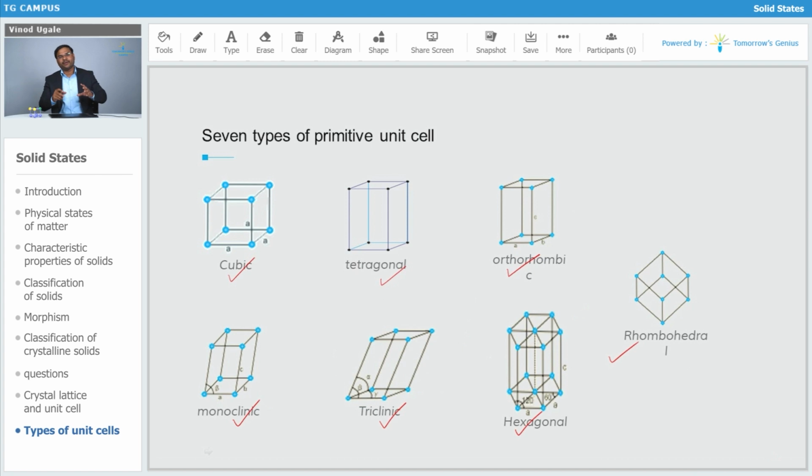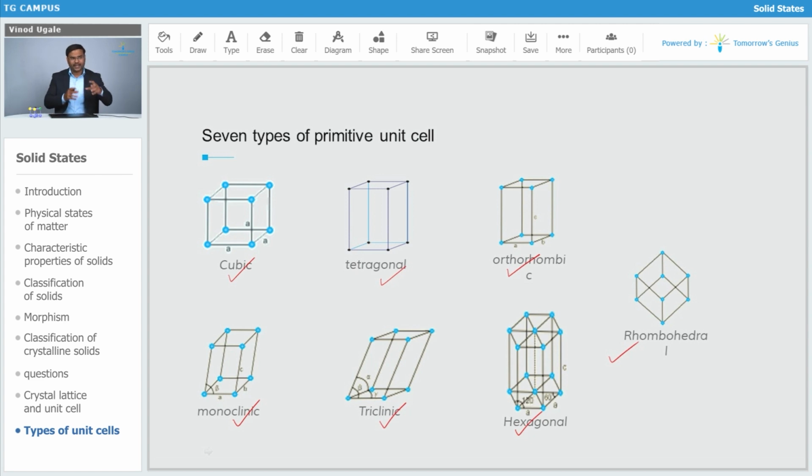So now we have all idea about the crystal structure. 1-dimensional only 1 line, 2-dimensional 5 are possible, 3-dimensional that is real world 7 crystal structures are going to be there in case of primitive unit cell.